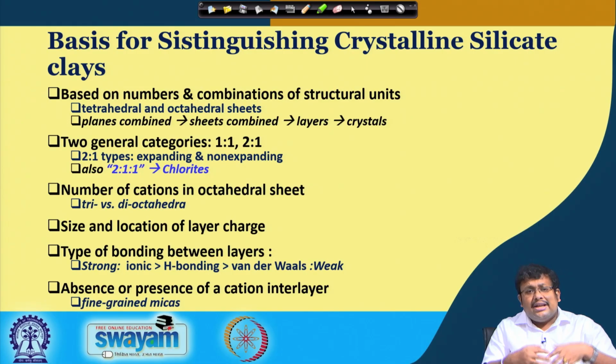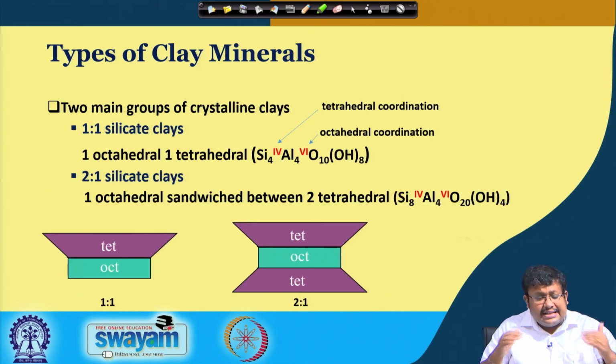And also based on the number of cations in the octahedral sheet, so either it is trioctahedral or dioctahedral, depending on the size and location of layer charge, depending on the type of bonding between the layers, because you know that there are different types of bonding like ionic bonding, then hydrogen bonding, van der Waals bonding. So, based on these different types of bonding and their strength also, we can distinguish different types of silicate clays, and also based on the absence or presence of cationic interlayers, we can distinguish different types of clay minerals like fine grained mica.